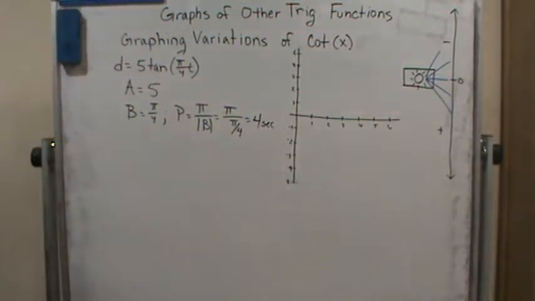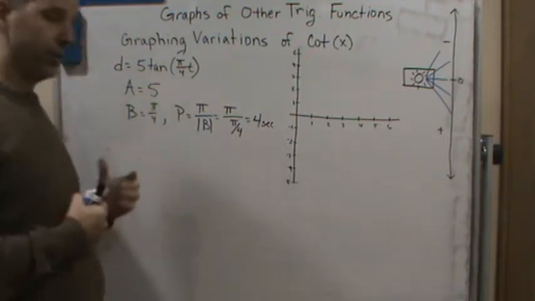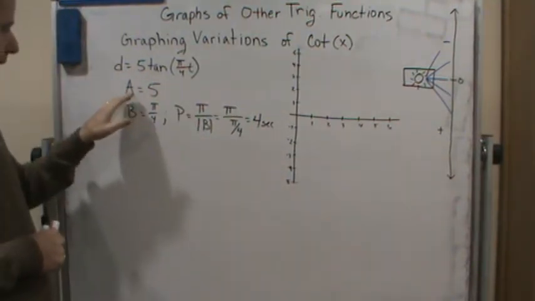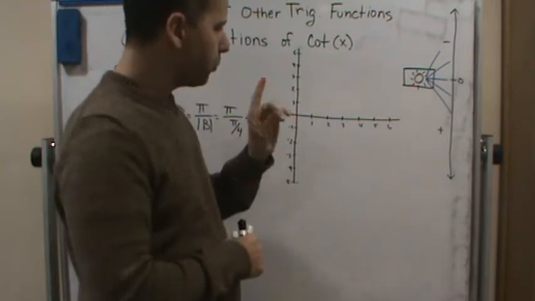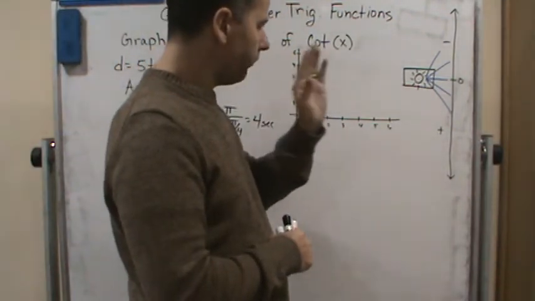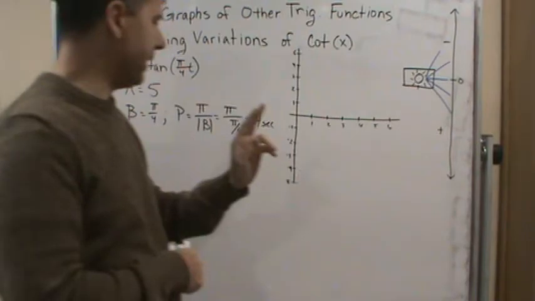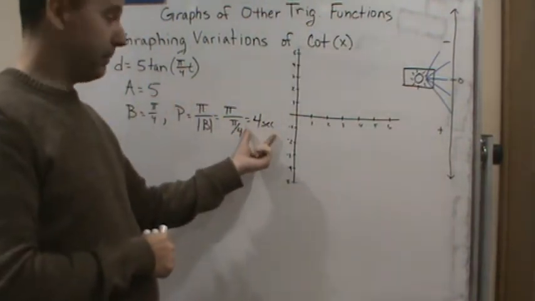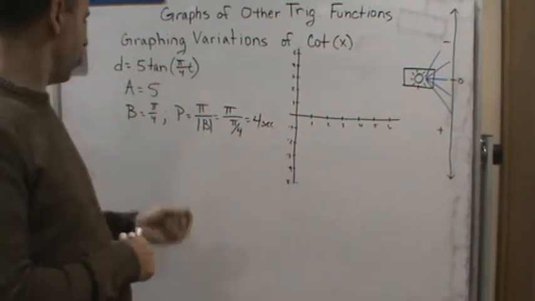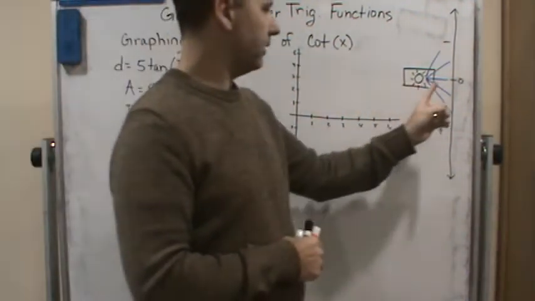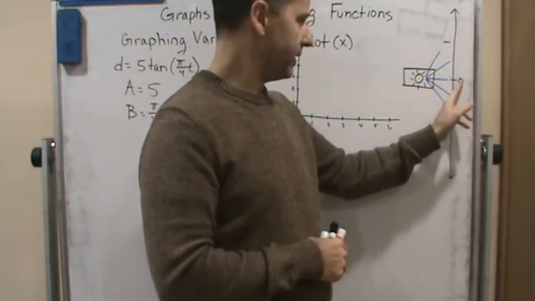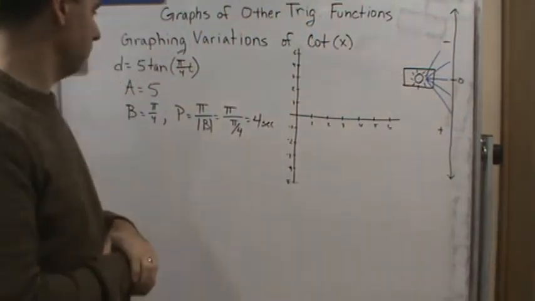Now, the first thing they're asking us is how to interpret the stretching factor and the period in the context of the problem. The stretching factor says that the light is going to travel 5 feet in half the period, which means 2 seconds. So in 2 seconds, the light is going to travel 5 feet down the wall. The distance it's going to go is 5 feet in 2 seconds.